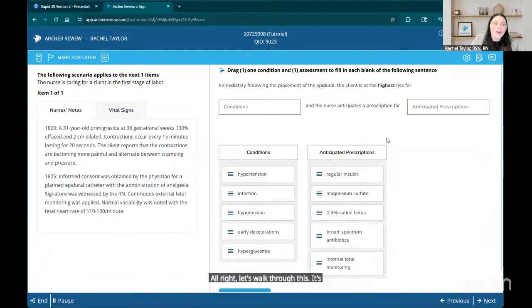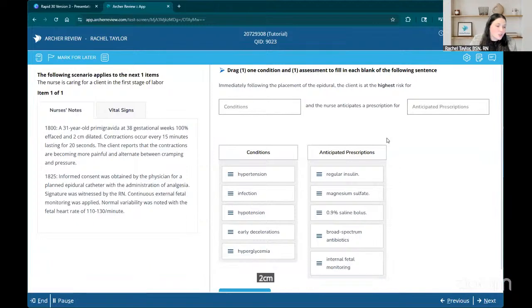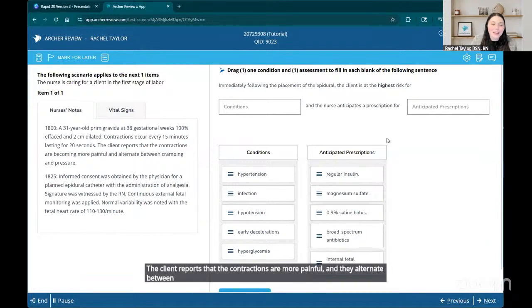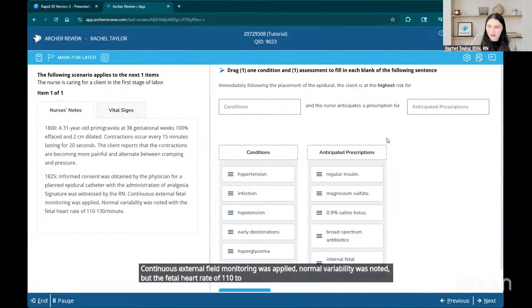It's 1800. We have a 31-year-old primigravida at 38 gestational weeks, 100% effaced, 2 centimeters dilated. Contractions are every 15 minutes, lasting for 20 seconds. The client reports that the contractions are more painful and they alternate between cramping and pressure. At 1825, informed consent was obtained by the physician for a planned epidural catheter with the administration of analgesia. Signature was witnessed by the RN. Continuous external fetal monitoring was applied. Normal variability was noted with a fetal heart rate of 110 to 130. All right.